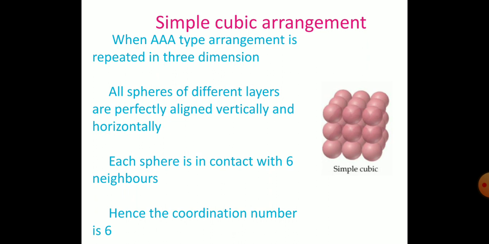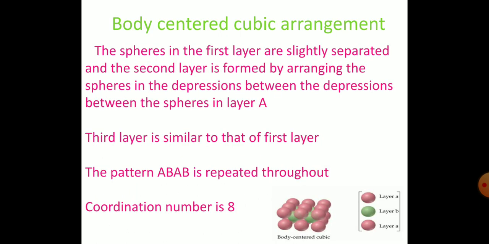Then 3-dimensional packing, we have 2 different types. One is simple cubic system. Here AAA type is repeated in 3 dimension, and the coordination number is 6. And in the case of body centered cubic system, the AB pattern is repeated in 3 dimension, and here the coordination number is 8. So with this the video ends.